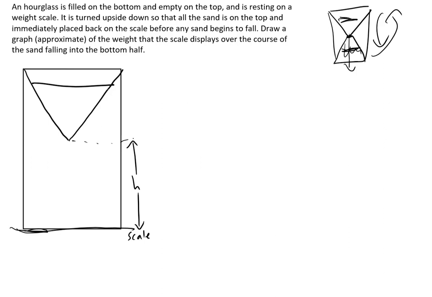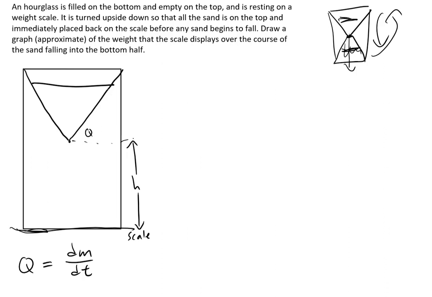And let's say that the sand falls out of this hole right here at a mass flow rate Q. So this is the rate at which mass comes out. Let's say it's positive. So dm over dt, where dm is the mass of a small grain of sand falling through a small time interval. And that's going to be the rate at which sand is flowing out of the top.